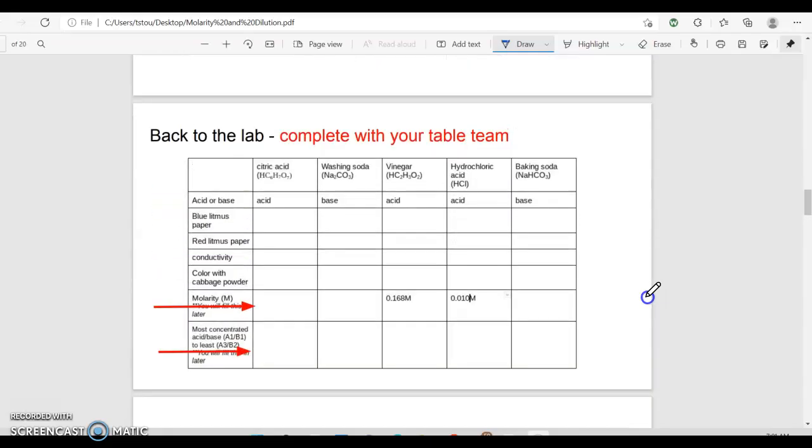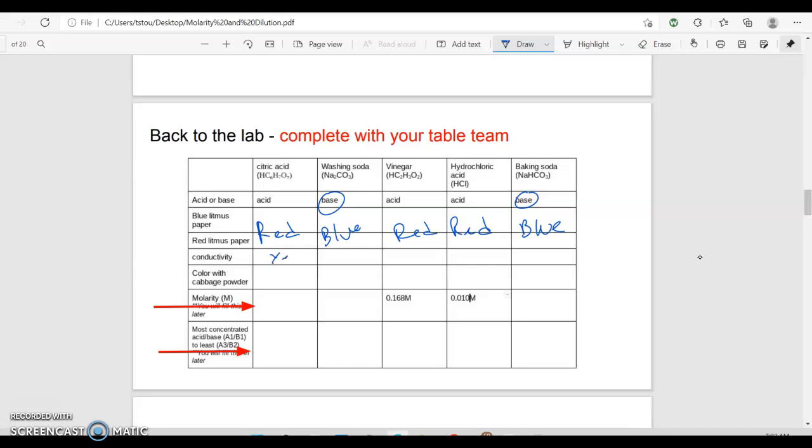We found that when we did the lab, acids would turn everything red. Whether it was blue litmus paper or red litmus paper, it kept it red. The bases would keep things blue. That's a characteristic of bases.